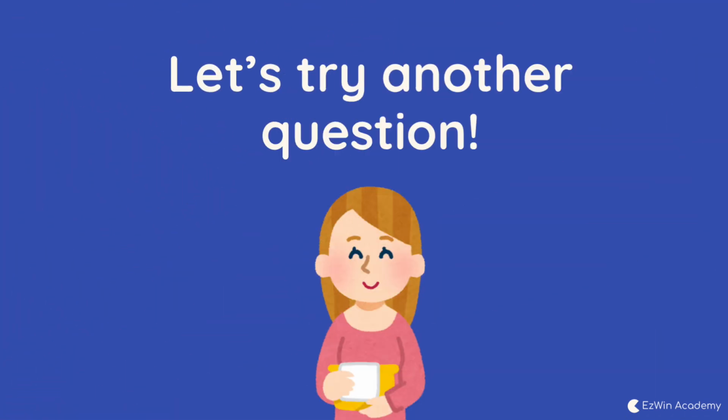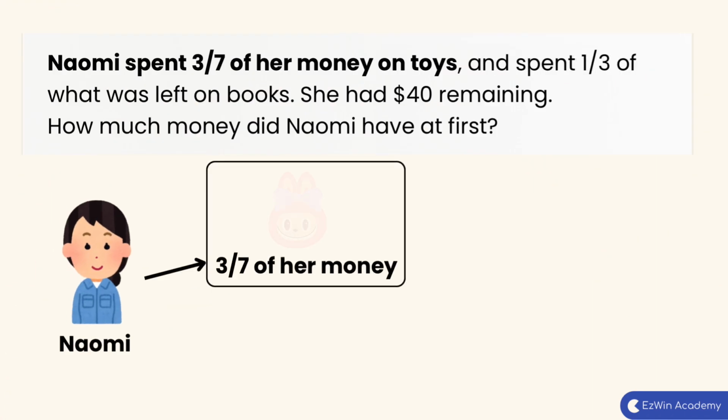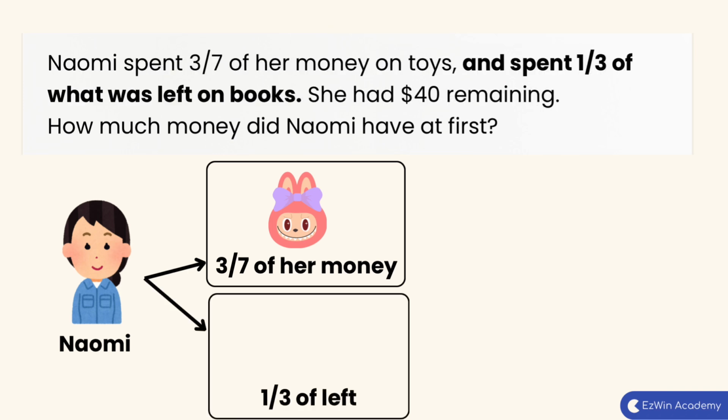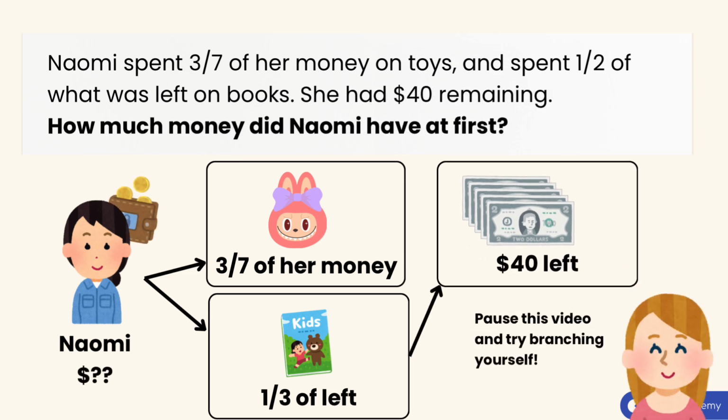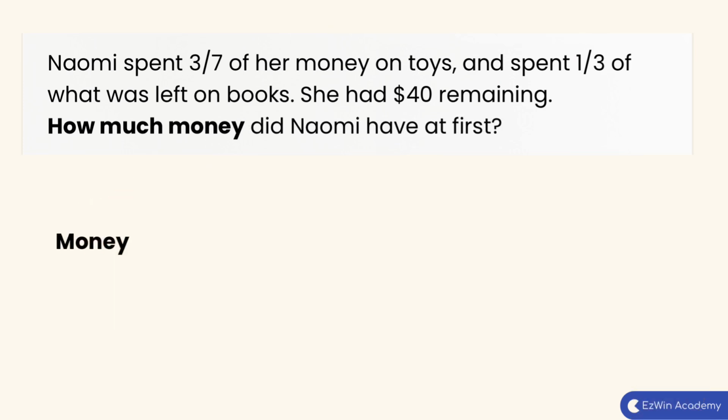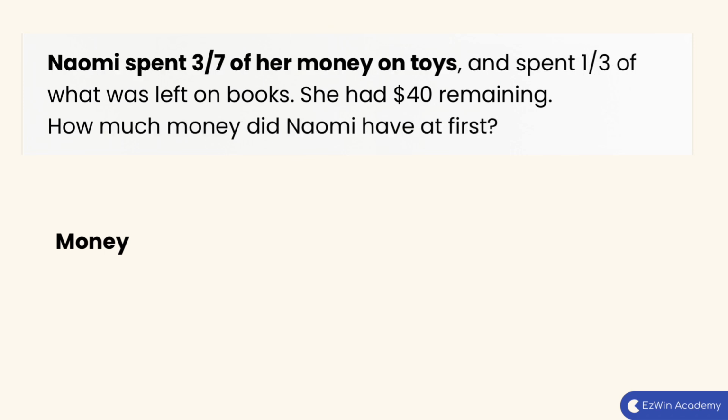Let's try another question. Naomi spent 3/7 of her money on toys and spent 1/3 of what was left on books. She had $40 remaining. How much money did Naomi have at first? Pause this video and try branching yourself. So first, we're going to write the word money because the question is asking for how much money. Second, in the first part of the question, it says Naomi spent 3 out of 7 of her money on toys, so we're going to branch out and say 3 out of 7 toys. Then after that, we are branching out to what is left.